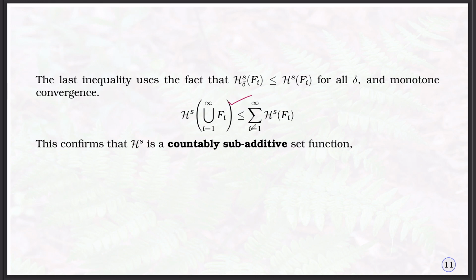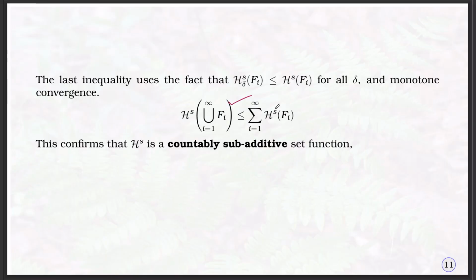So, instead of disjoint Borel sets, if you take any arbitrary sets F_i, it satisfies this. In the last lecture, while proving that H^s forms a measure, we proved that the empty set has measure 0 for all s, and that if E is contained in F, H^s of E is less than or equal to H^s of F. Along with these properties, this countable subadditivity also confirms that H^s forms a measure. This measure we call the s-dimensional Hausdorff measure.